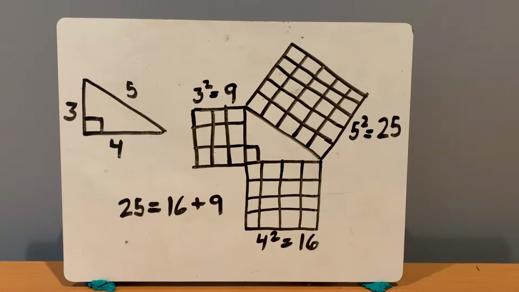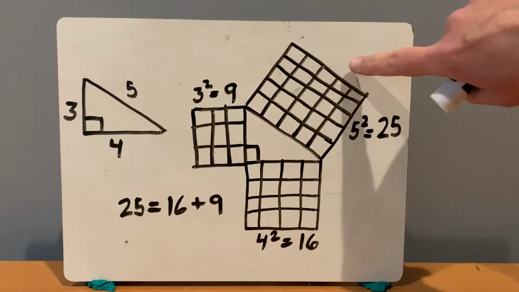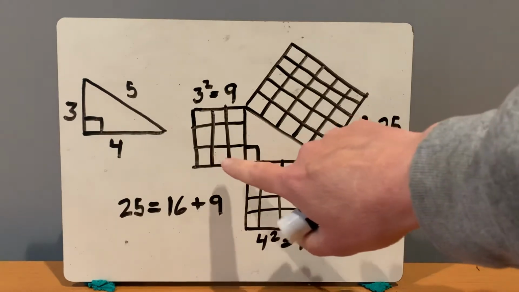The longest side of a right triangle is called the hypotenuse. Every right triangle has a property that makes the right triangle a very important triangle in mathematics. The area of the square drawn on the hypotenuse of the right triangle equals the sum of the areas of the squares drawn on the other two sides. So the area of this square equals the sum of these two squares.